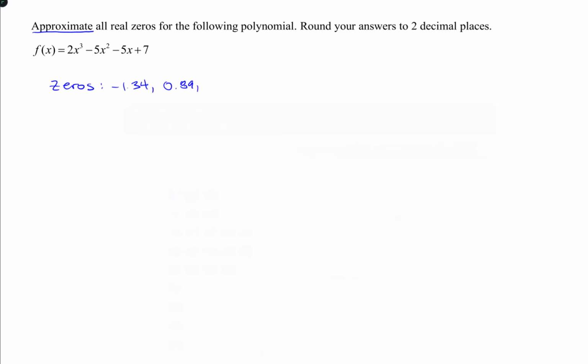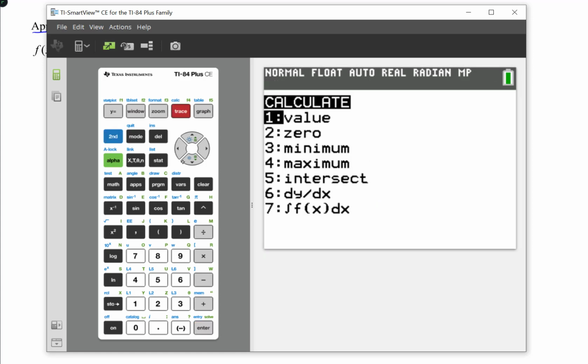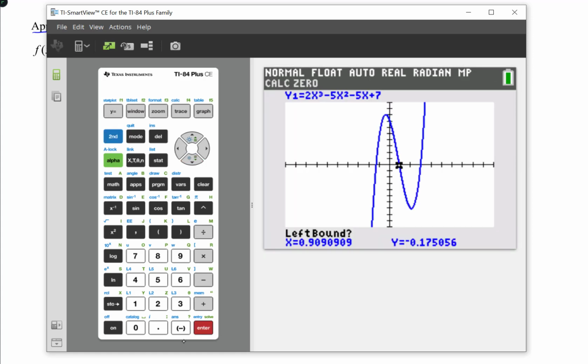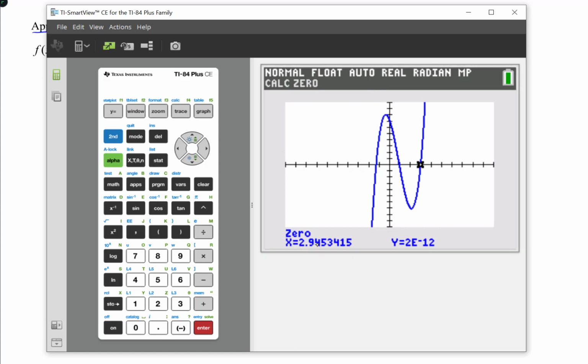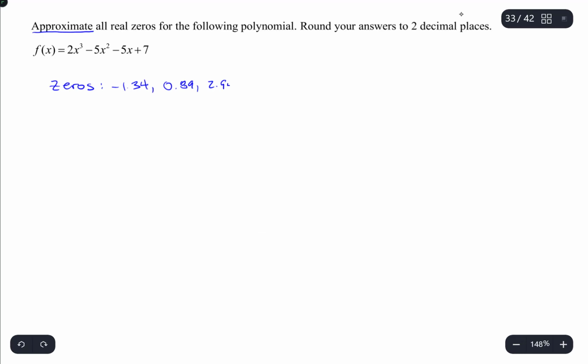And then lastly, we have one more zero, and it looks like it's close to 3, but again, let's not just assume that that's the case. We'll say it's somewhere between 2 and 4, and guess that it's at 3. So it's really close to 3, but it's not quite 3. It's 2.95. So there are the approximations to the 3 zeros of this polynomial.